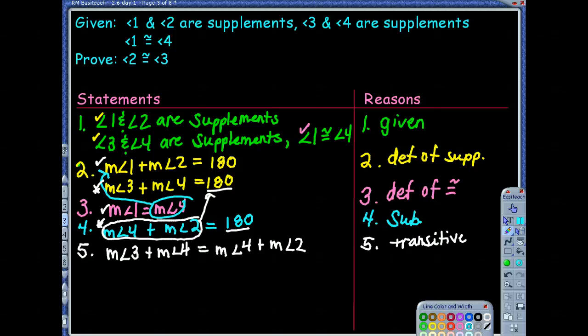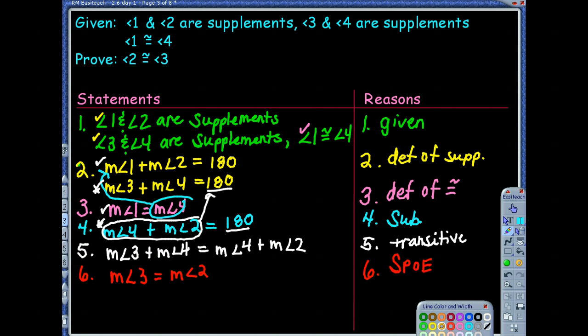You are. Good. I noticed that on both sides of that equation, I have the measure of angle 4. So I could subtract the measure of angle 4 from both sides and say that just the measure of angle 3 equals the measure of angle 2. And my reason is SPO, subtraction property of equality.